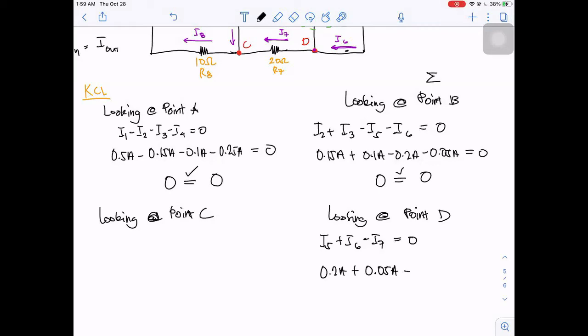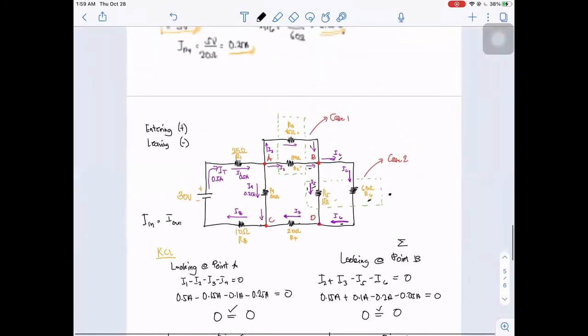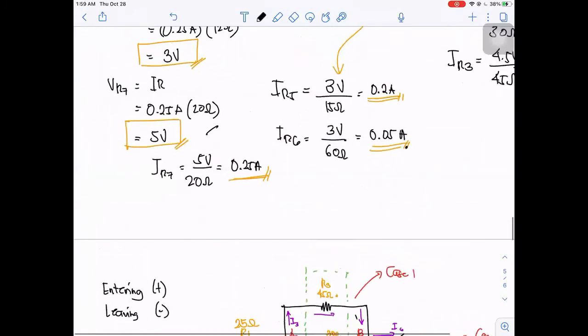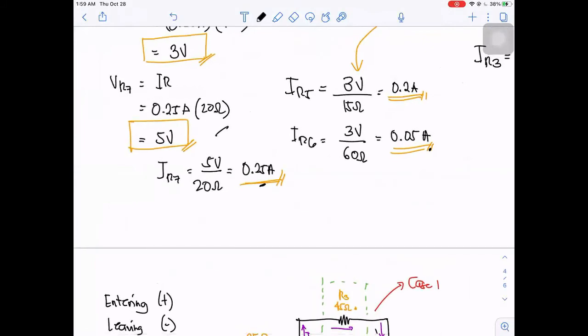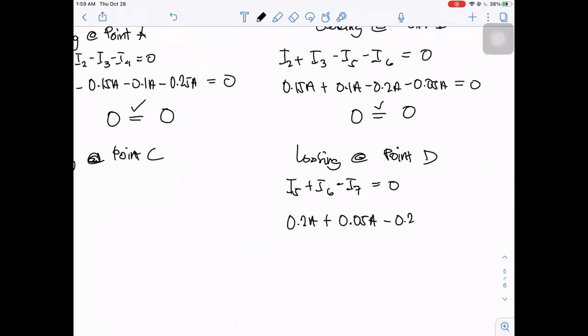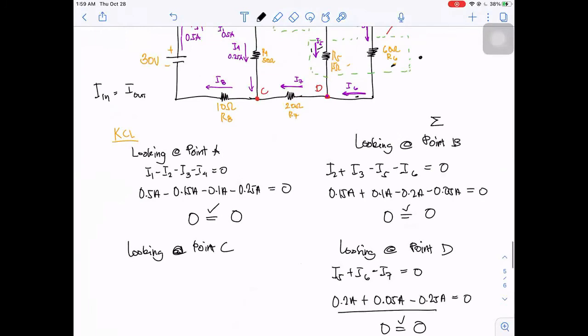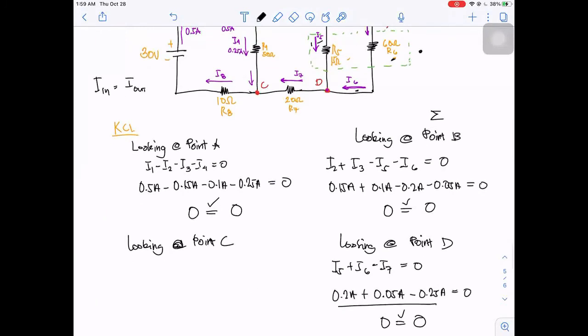minus I7. So what is our I7? We already know that the voltage drop across I7 is 5 volts. So this one, so that is 0.25 ampere minus 0.25 ampere is equal to 0. So as we compute this one on the left side of the equation, again, this is still 0 and it satisfies the condition. Now, let's solve for what is the value of I8 now.